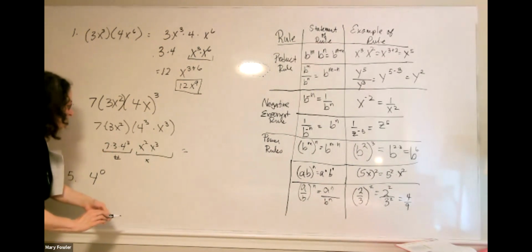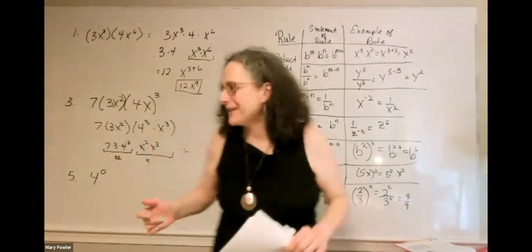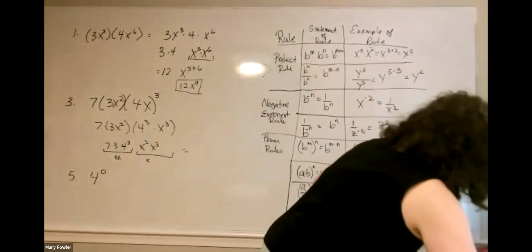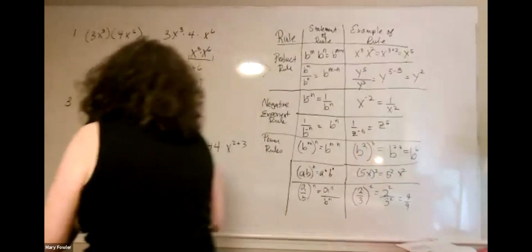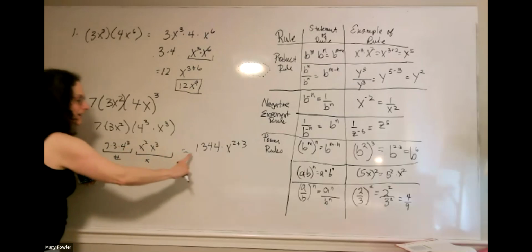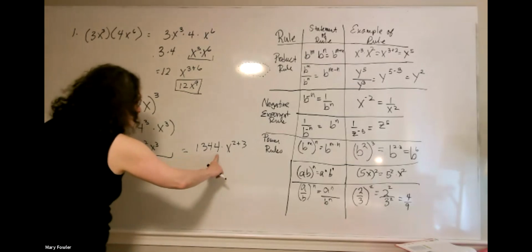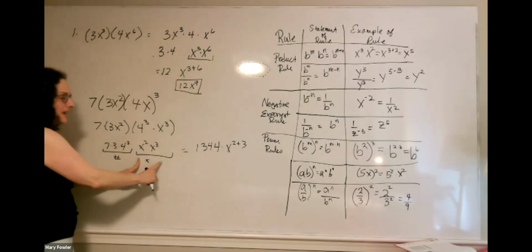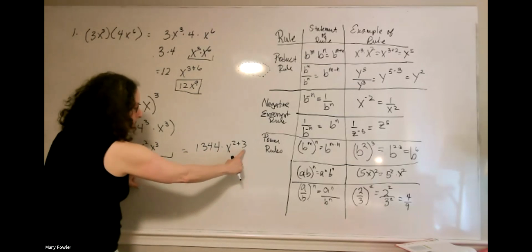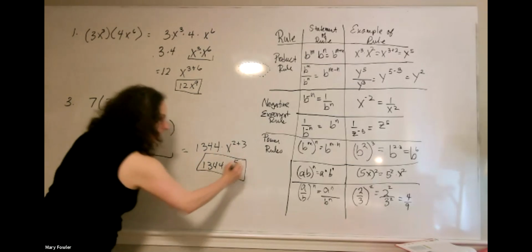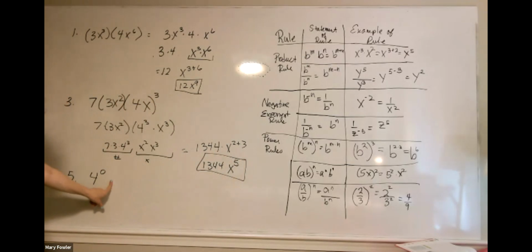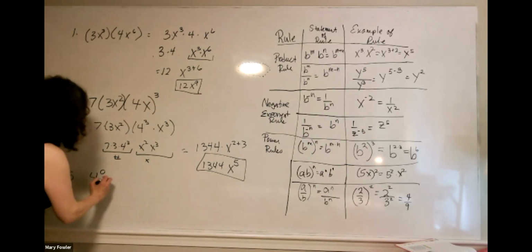All right. So the hard work is getting the number correct. Okay, and the numbers multiply out to 1,344. And then this bucket with the x's, we have x to the 2 plus 3. So that's 1,344 x raised to the 5th power. Okay, and number 5, skipping, number 5, 4 to the 0. Let's go ahead. Anything to the 0 power is 1.